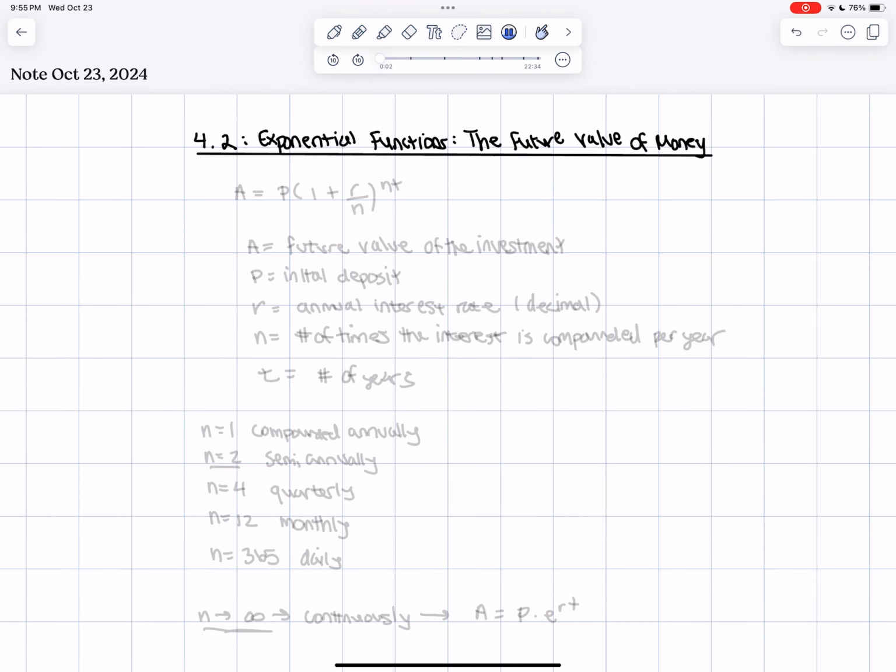So this is a video on section 4.2 going over exponential functions, and we are going to be doing a bunch of problems focused on the future value of money. So this is finding the future value. We take an initial deposit and we want to see what the amount of the investment would be in the future. So the equation that we use for solving problems like this is called A equals P(1 + r/n)^(nt).